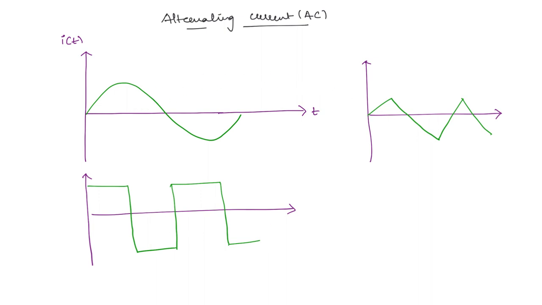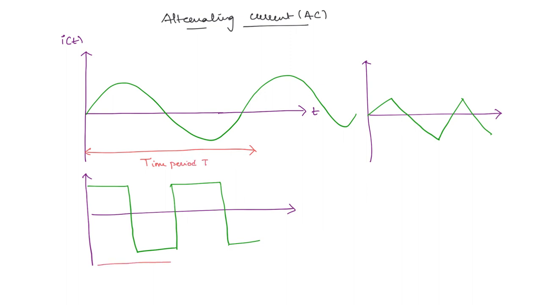Now you can see that all of these waveforms are periodic waveforms. That means after a certain amount of time, the waveform is going to repeat. For the sine wave, it goes like this, and after this, it will again start behaving in the same way. So what is the time taken for one cycle? This is called the time period T.